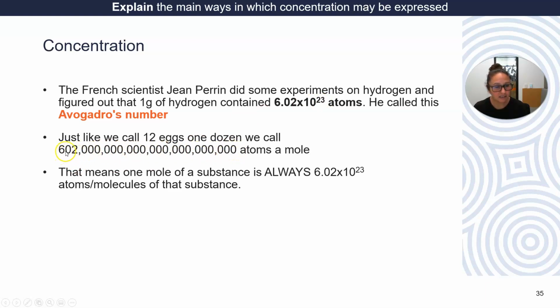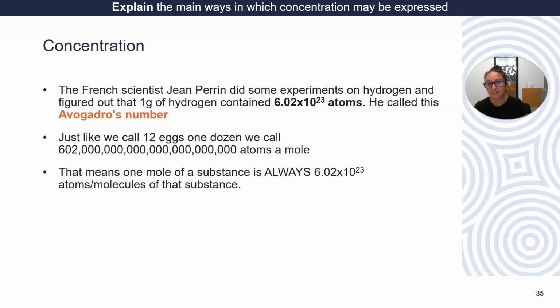So 602 with 1, 2, 3, 4, 5, 6, 7, 8, 9, 10, 11, 12, 13, 14, 15, 16, 17, 18, 19, 20, 21 zeros. That number there is equal to that number there. They're exactly the same thing. That is just scientific notation. Avogadro's number just means this many atoms. Just like if I say to you, can you run down to Coles and get me a dozen eggs? Then you will get me 12 eggs.